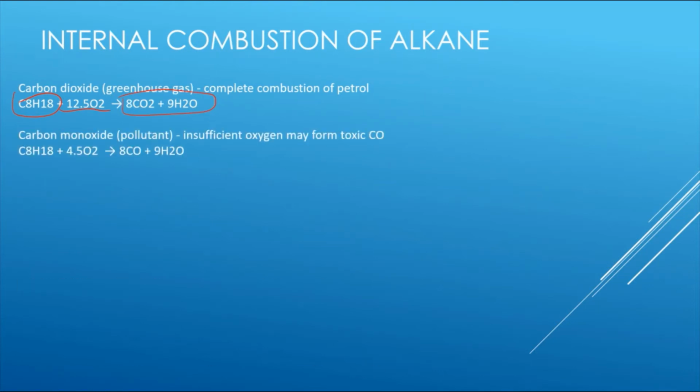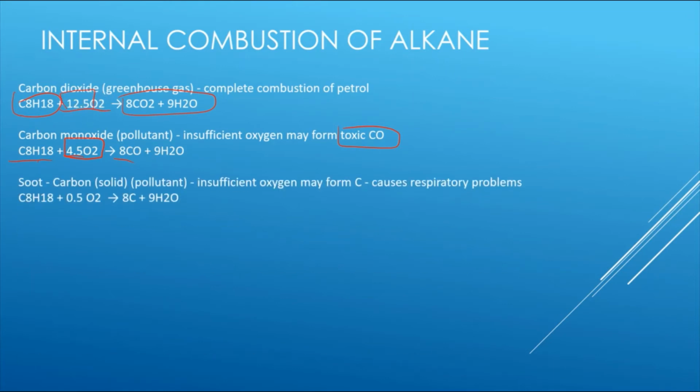Then we can have carbon monoxide produced when there's insufficient oxygen, and carbon monoxide is toxic. Again, the octane is reacting, but you can see now we're using less oxygen. We only have 4.5 compared to the 12.5 we used earlier. You can also form soot, which is the carbon solid form, which is a pollutant, and this uses even less oxygen, and this can cause respiratory problems, which can be really bad. Again, you can see this only uses 0.5 oxygen.